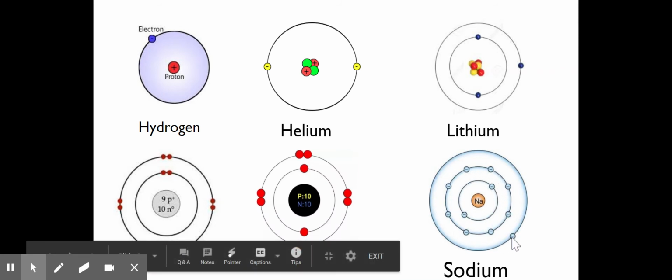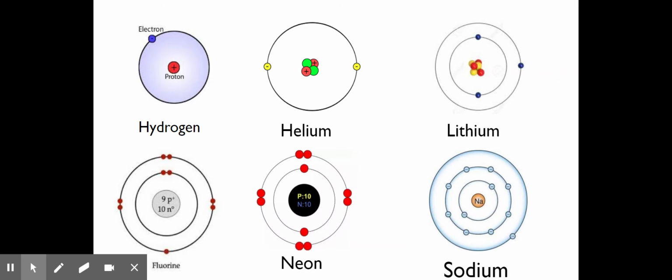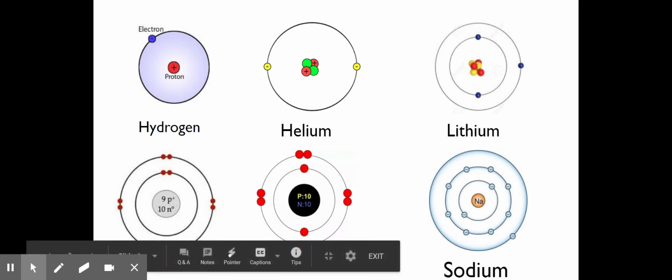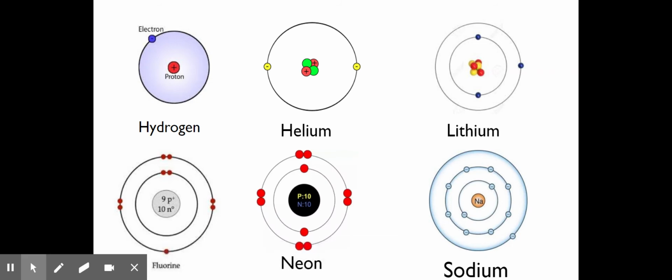There's 1 left. This one goes to the second energy level. We are going to the third energy level. We are going to practice a lot more about this arrangement. Okay, right now, please write down the 2-8-8 rule.